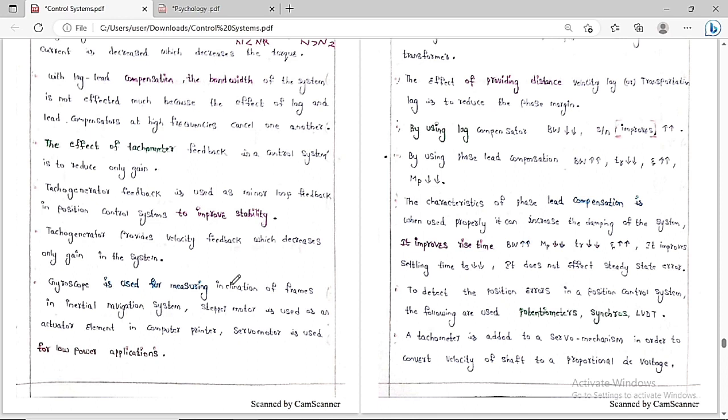I've already told you the servo motor is used only for low power applications because it is going to have a low expiry ratio. So therefore it has a low inertia, and it has a small diameter but large length.